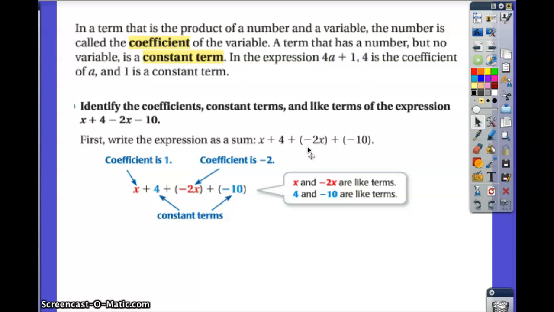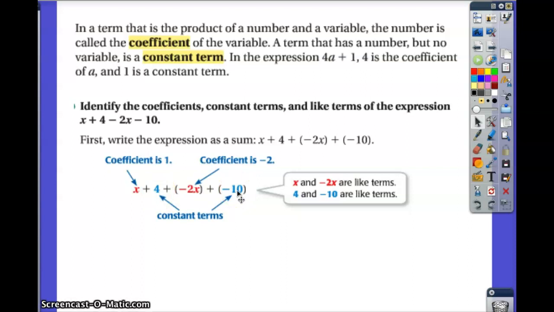First, the coefficients. Again, they are the numbers attached to the variable. So x by itself, it's understood it's got a 1 in front of it. x is the same as 1 times x. So the coefficient for x would be 1. The coefficient for negative 2x would be negative 2. So the coefficients are 1 and negative 2. The constant terms, again, are 4 and negative 10 in this case, because they are the numbers by themselves.